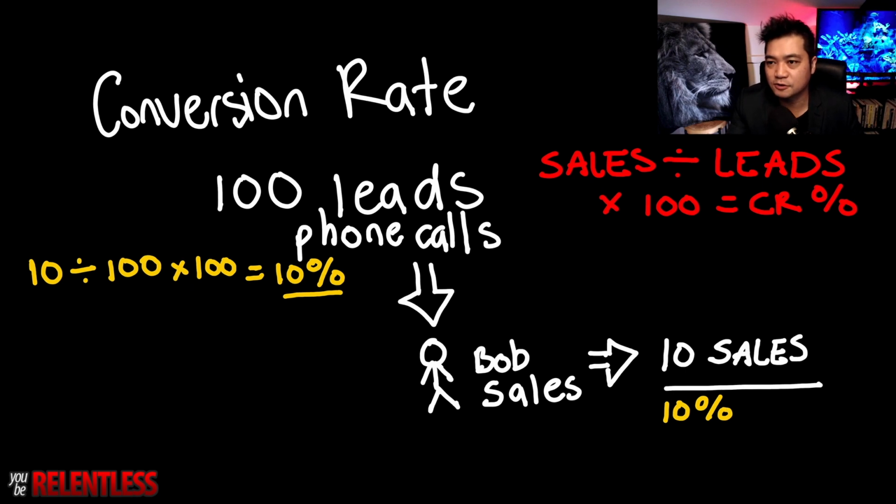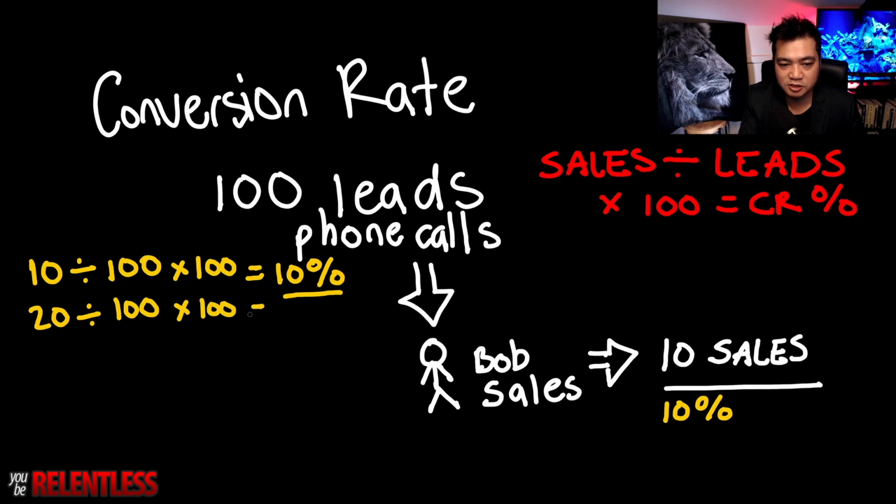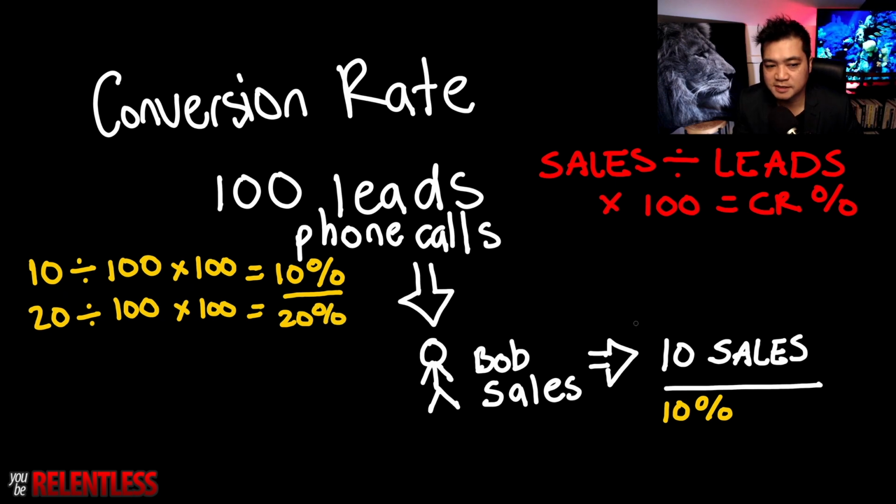Let's say that we increase his conversion rate to 20%. So let's have a look. Let's say that we've got 20 sales now. Somehow we've trained up Bob and he's managed to get better at sales, and he's got 20 sales now out of the 100. So divide that by 100, times it by 100 again to get the percentage, and it is equal to 20%.